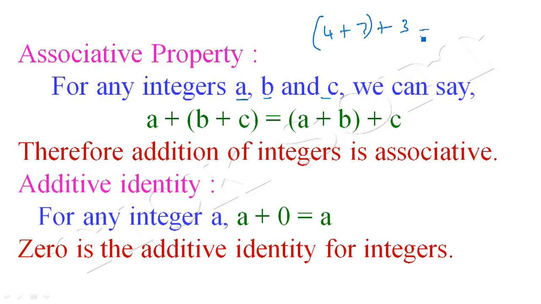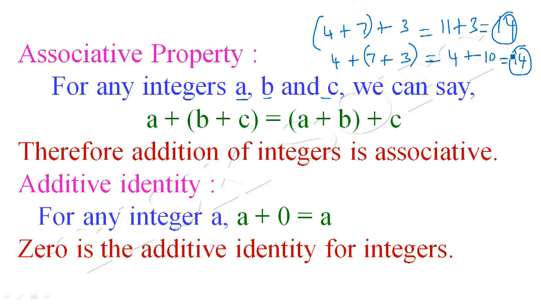First let us add 4 and 7. What is the answer? 11. So we have 11 plus 3, which is equal to 14. Now again we are going to add the same 3 numbers, but here first we are going to add the 7 and 3. We are going to keep this 4 as it is. Now 7 plus 3, 10. So again 10 plus 4 will be equal to 14. So therefore the answer is equal. So therefore (a plus b) plus c is equal to a plus (b plus c). So this is what we mean by associative property.